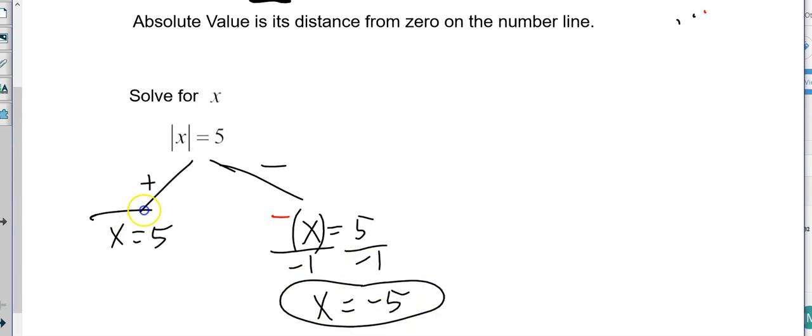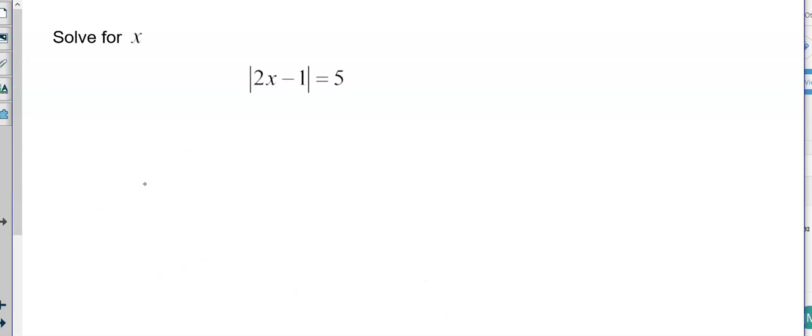So I get two answers. No surprise there. With absolute value, typically, not all the time, but many times, you're going to get two answers when you have an absolute value equation. So let's try a little tougher one. We're going to progressively get a little bit more complicated.